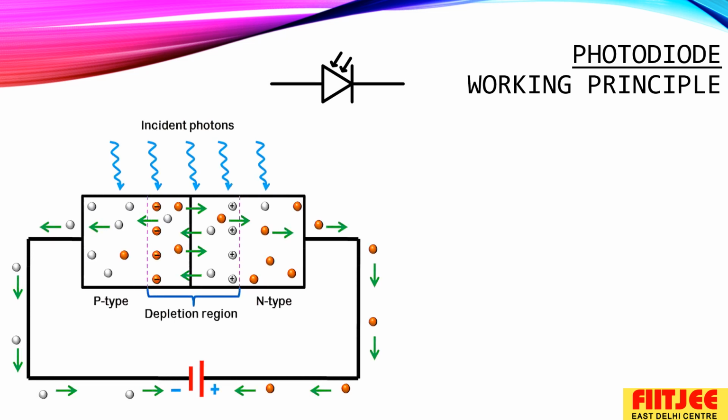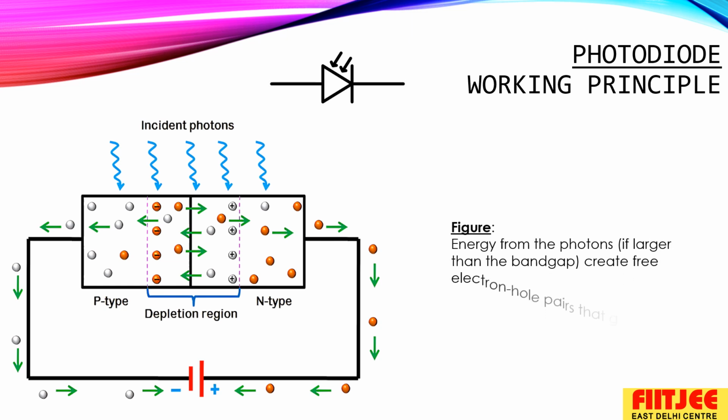Now we will see the working principle of the photodiode. From this figure you can see this is connected in reverse bias, meaning the positive terminal is connected to the n-type semiconductor and the negative terminal is connected to the p-type semiconductor, and from this, energy from the photon, if larger than the band gap, creates free electron hole pairs that generate electric current under reverse bias. We'll see the detailed working principle of the photodiode in the next slide.